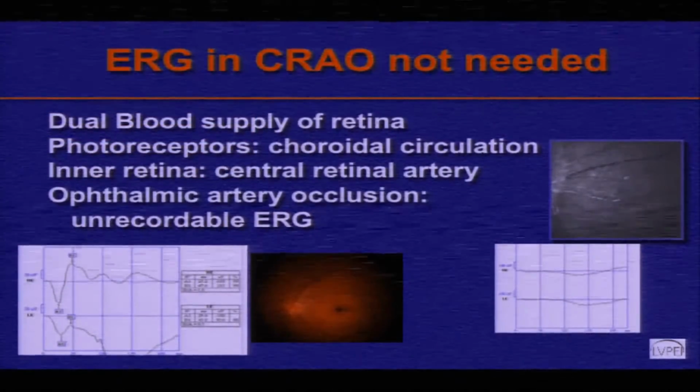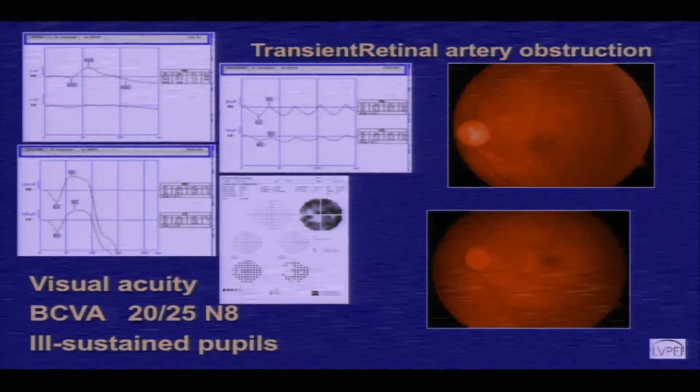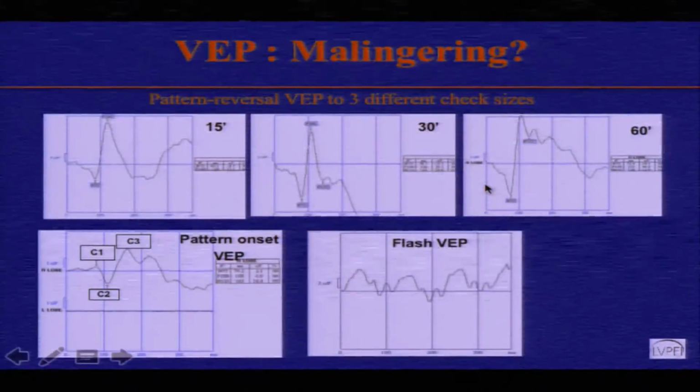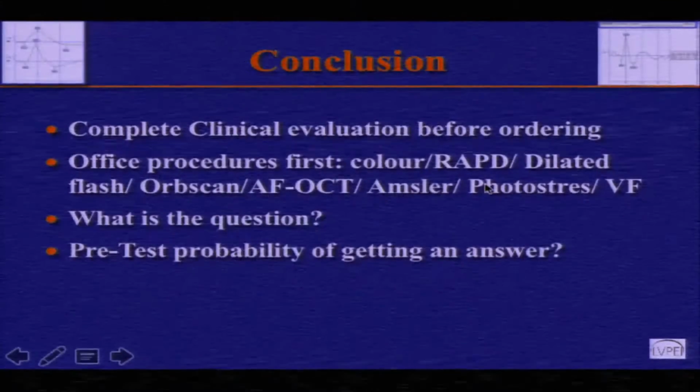Now in CRAO, we don't need to do ERG, but in transient CRAO, it helps. Or in a patient like this pregnant woman coming with something like choroiditis, when we did the ERG, we knew that this is an old CRAO and an exudative detachment of pregnancy-induced hypertension. So some of these tests can help.